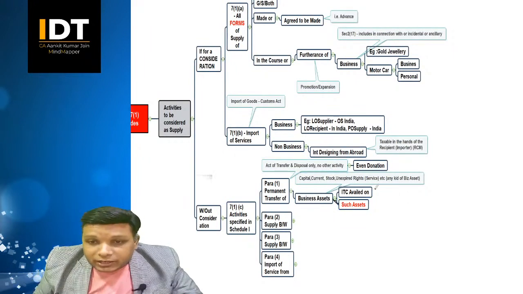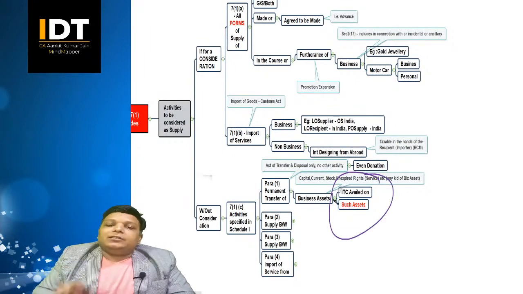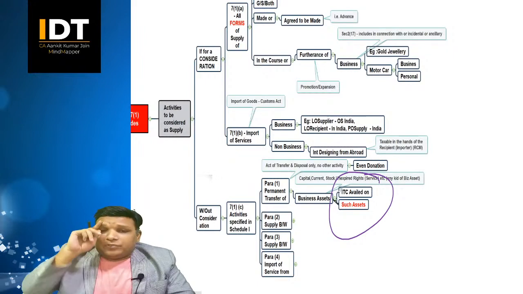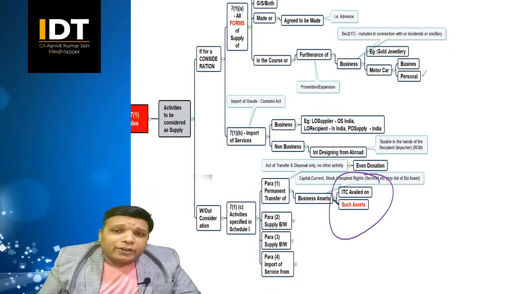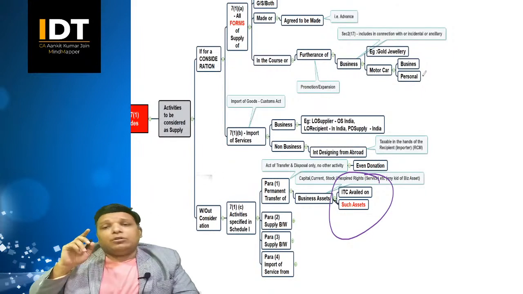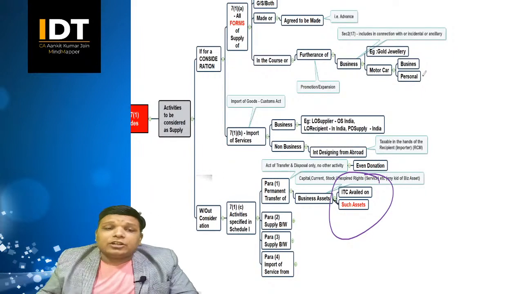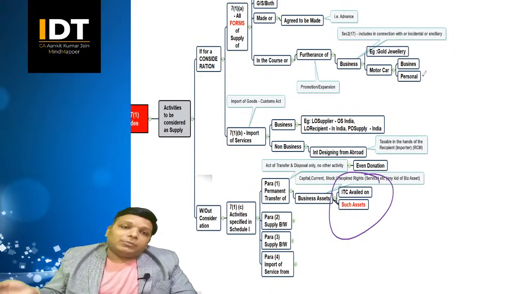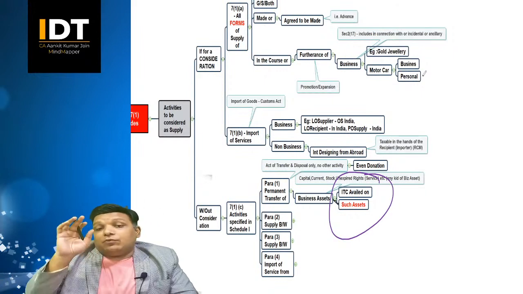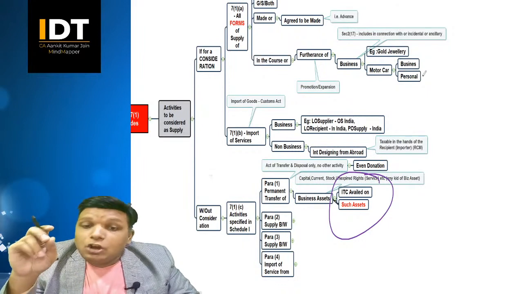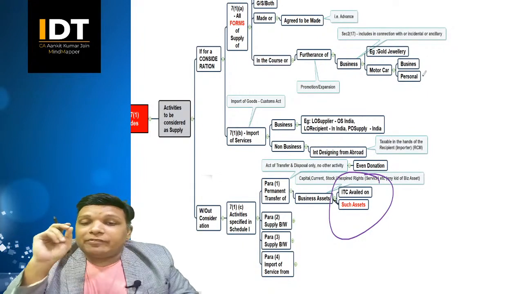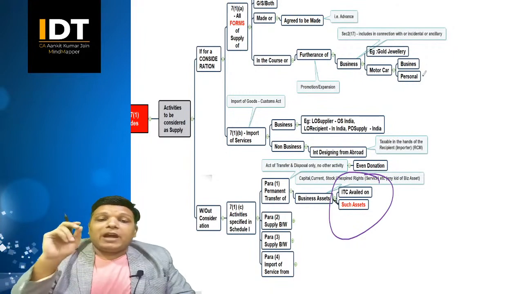So please concentrate. Please take a deep breath. This is very important for you to understand, because there will be a lot of scenarios where you will see that a particular transaction is without consideration. So whether this will fall under the concept of supply or not, what you have to analyze is whether this is a permanent transfer of business asset on which ITC has been availed. Now, what do you mean by ITC has been availed?